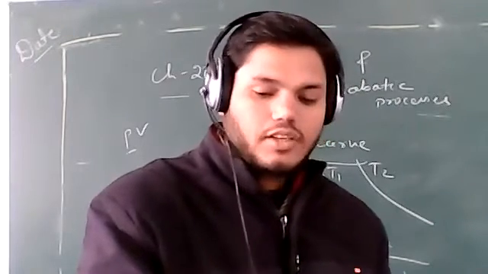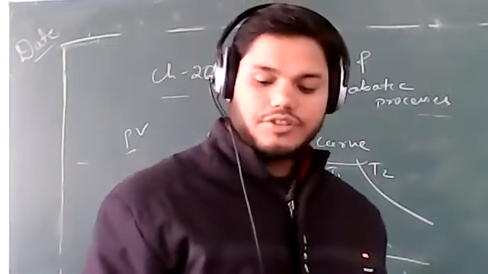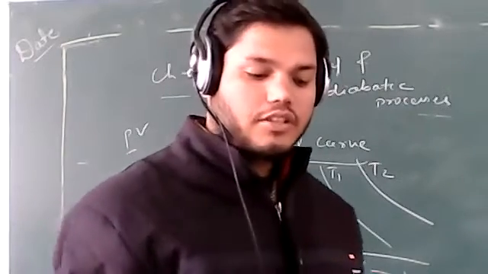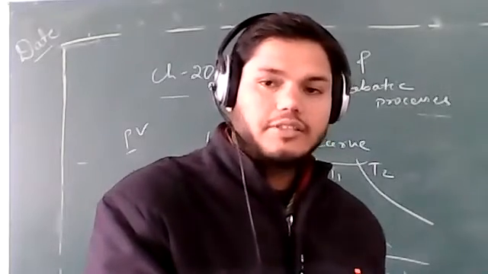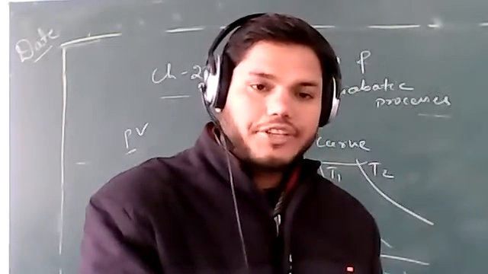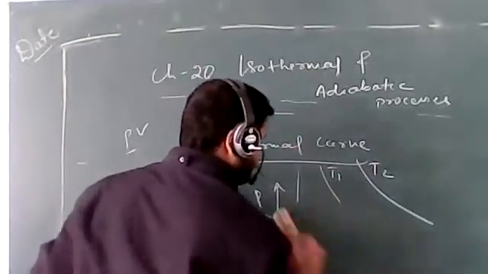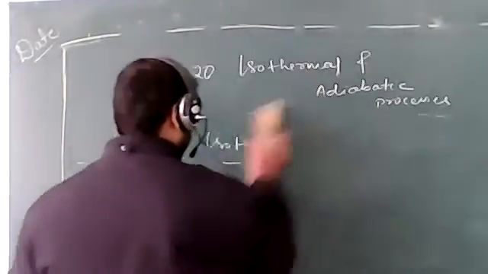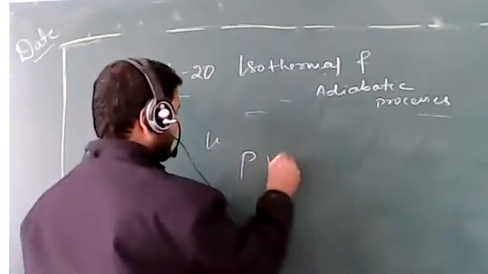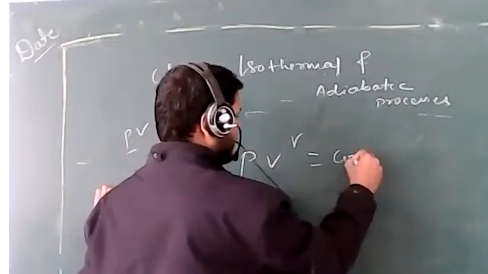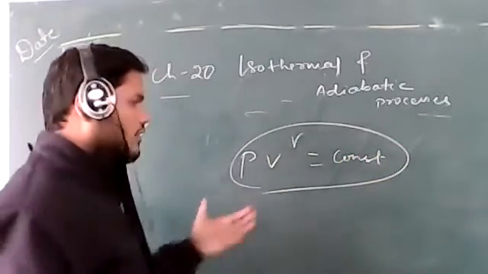For an ideal gas, there are some relations between the pressure and the volume. For the adiabatic process, it will obey some laws. What is the relation between pressure and volume? The relation tells that PV to the power gamma equals constant. This is the adiabatic equation.